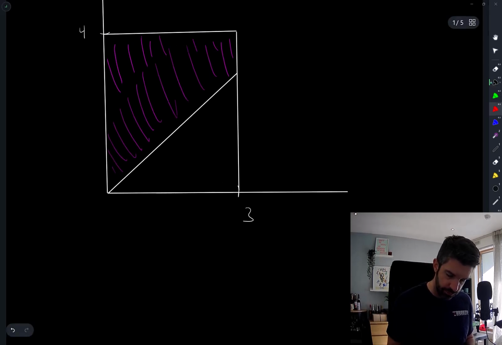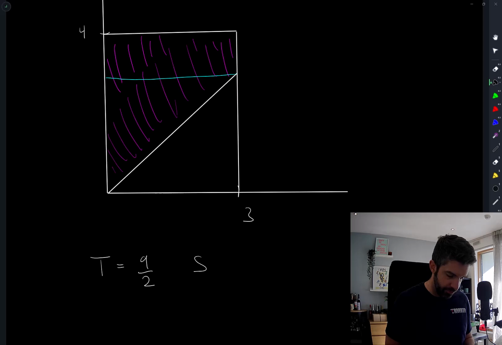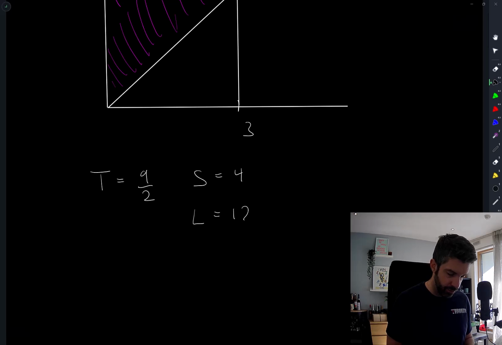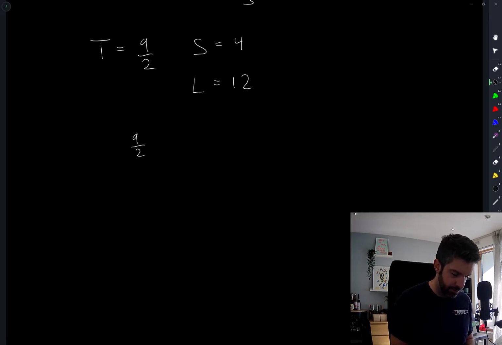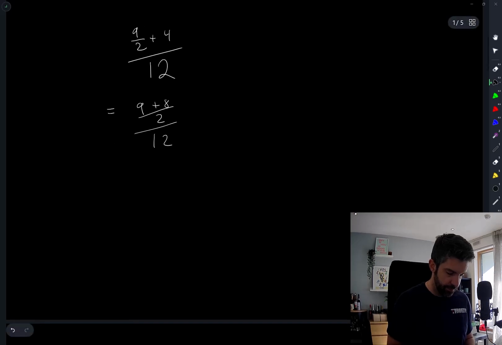Okay, well, let's split this into two little regions. So the area of the triangle is equal to 9 over 2. And the area of the small rectangle is equal to 4. The area of the large rectangle is equal to 12. So I have 9 over 2 plus 4 divided by 12. So that's 9 plus 8 over 2 divided by 12, 17 over 24, which is not one of the options.